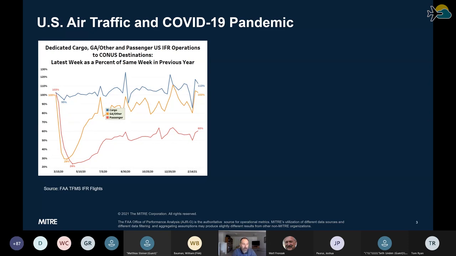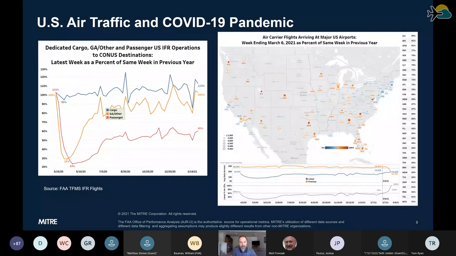We had high hopes for summer, but then we hit our second surge. We had high hopes, well, maybe not so high hopes. Passengers had intents to travel during the holiday season, but that was also during our big surge. And you can see the passenger traffic, in terms of this U.S. IFR operation statistic derived from TFMS, has leveled off at about 60%. And I'll talk about where that's going. It's not the complete picture, though.